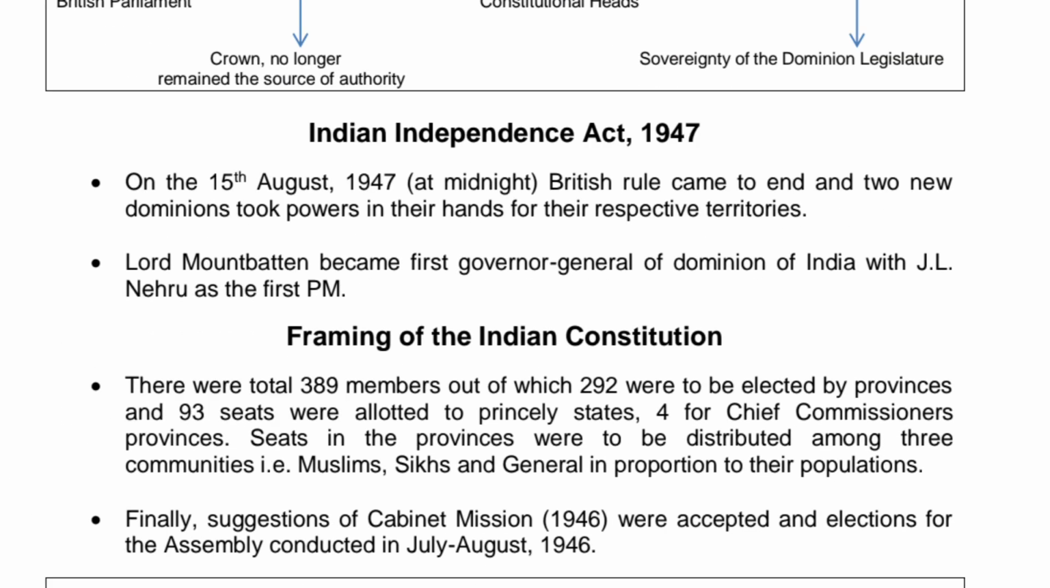Next point is Indian Independence Act 1947. On the 15th August 1947 at midnight, British rule came to an end and two new dominions took powers in their hands for their respective territories. Lord Mountbatten became the first Governor General of Dominion of India with Jawaharlal Nehru as the first PM.